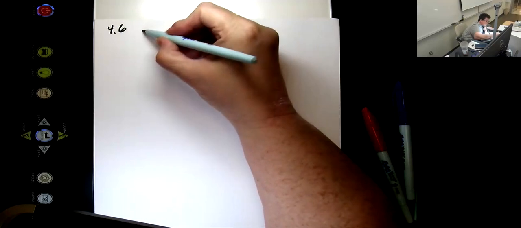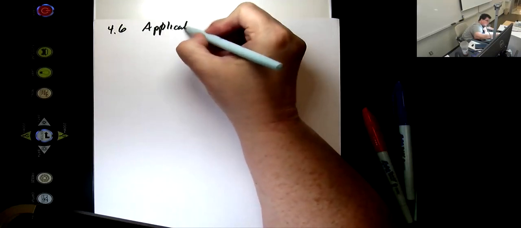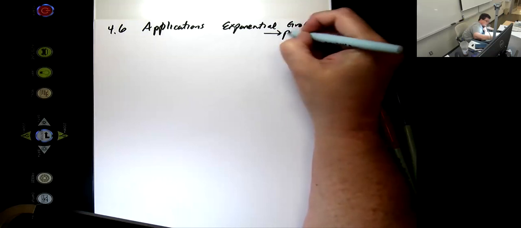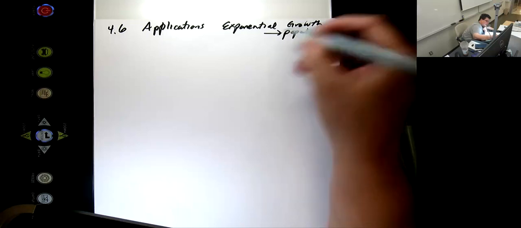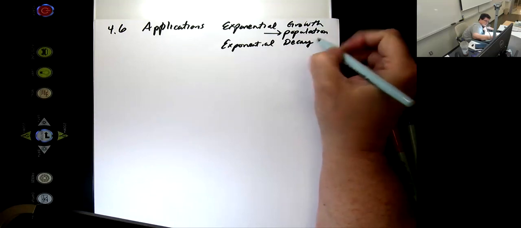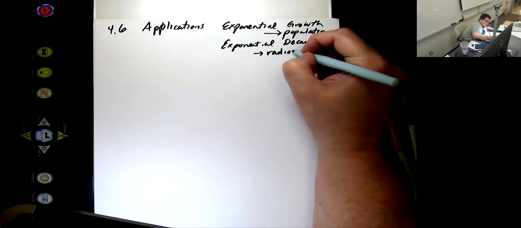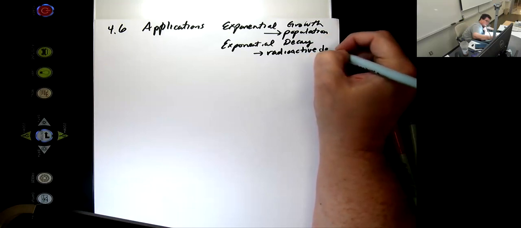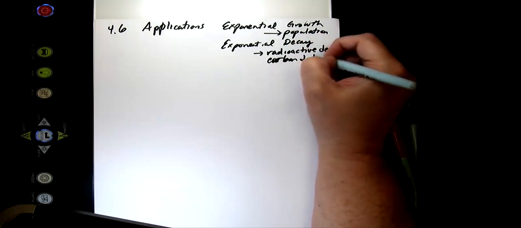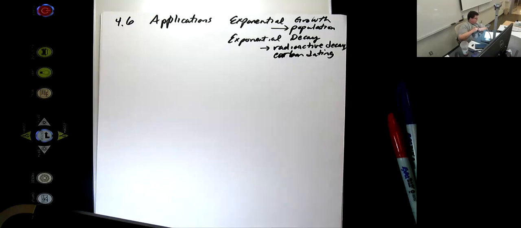4.6 is exponential growth and decay. This is why we have stuff like this. Applications. Exponential growth and decay. Growth is like a population model. And exponential decay is like radioactive decay or carbon dating. Polonium dating or whatever it is.